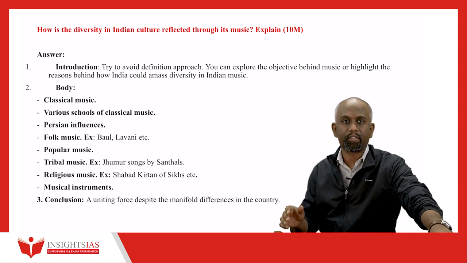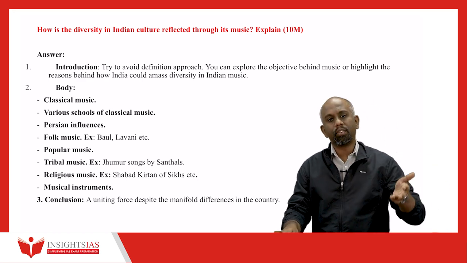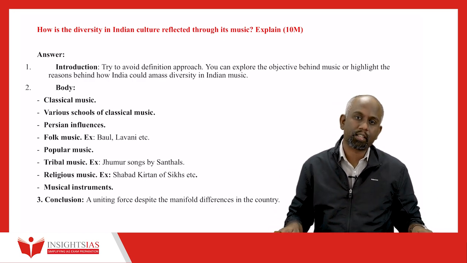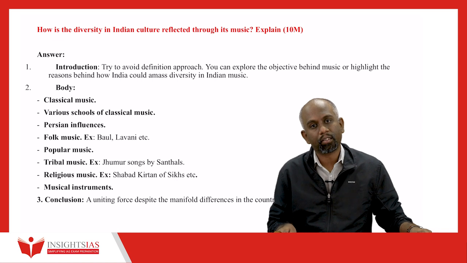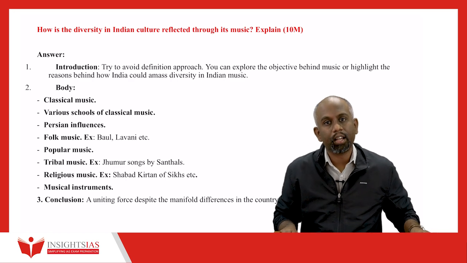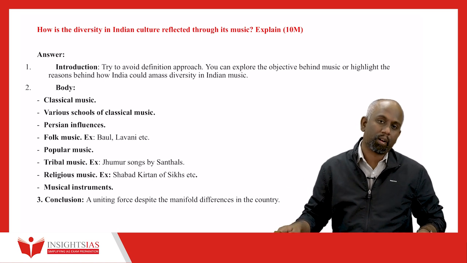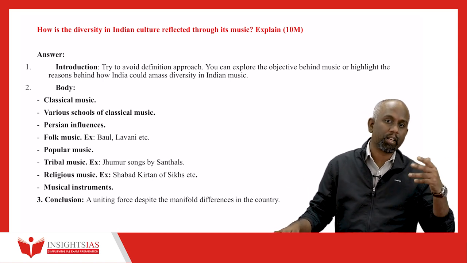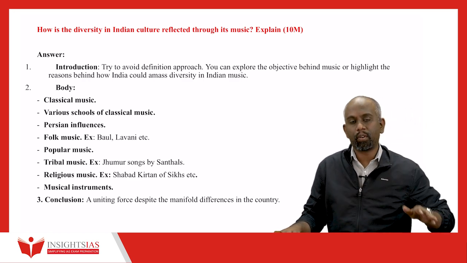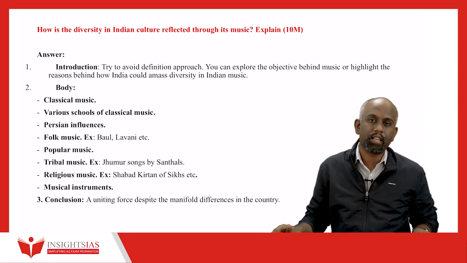How do we find diversity or differences? We have classical music and folk music. In classical music, you have Hindustani classical music and Carnatic music. And both these classical musics have their own uniqueness. The diversity in terms of ragas that we have had. The diversity in terms of musical instruments that we have. All right, you can talk about it. Apart from that, when I talk about Hindustani classical music, there are certain ragas which were added to it based on Persian influence. The Qawwalis, Ghazals, right? You can give these examples.